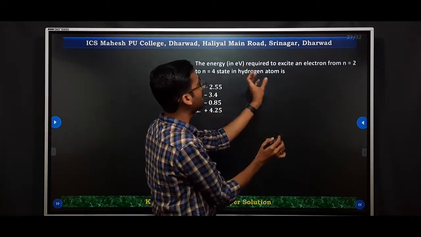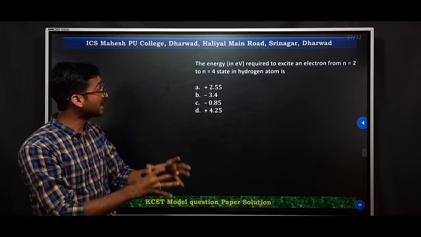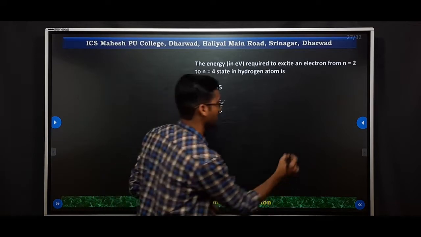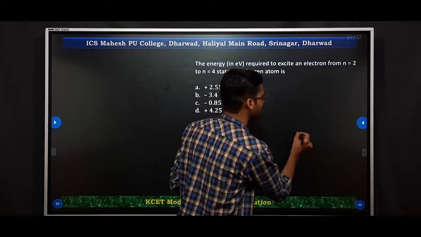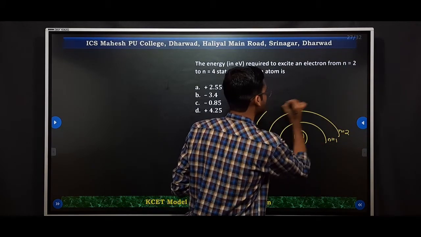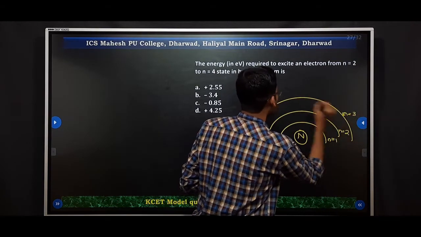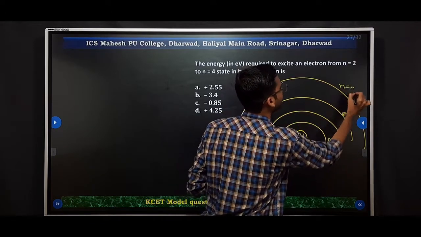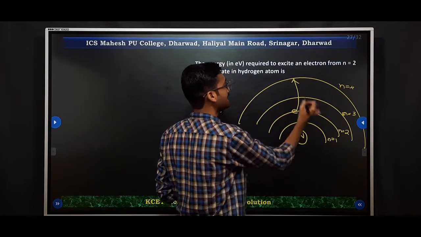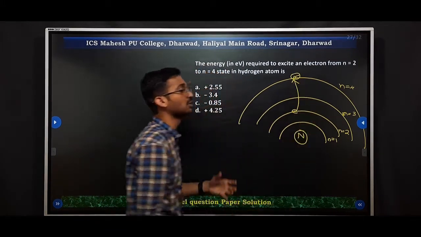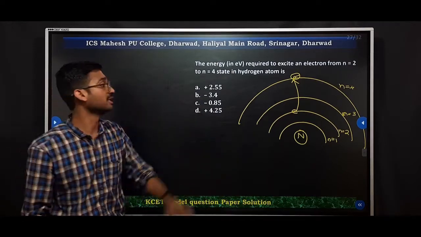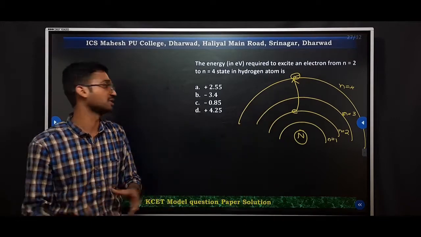The energy required to excite an electron from n is equal to 2 to n is equal to 4 state in a hydrogen atom. Let us say if I consider the atom, this one will be the nucleus, n is equal to 1, n is equal to 2, n is equal to 3 and n is equal to 4. Now, what is our aim? I want to make an electron jump from n is equal to 2 to n is equal to 4. It means I am doing excitation of an electron. Therefore, it is nothing but the excitation energy required.